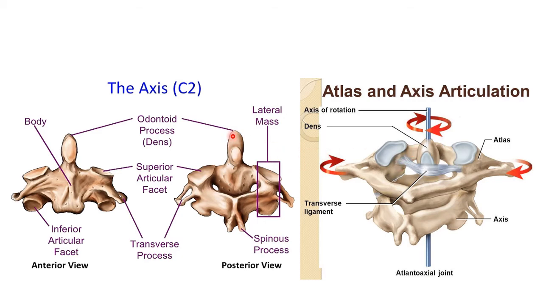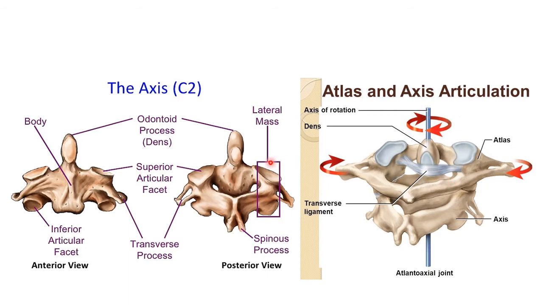Its centrum is fused with the body of the axis vertebra. This is the body of the axis vertebra. The odontoid process is fused with the body of the axis vertebra, and this odontoid process actually is the body or centrum of the first cervical vertebra, this is atlas. So that is why it is called axis, because it is acting like an axis around which the first cervical vertebra rotates like a wheel.